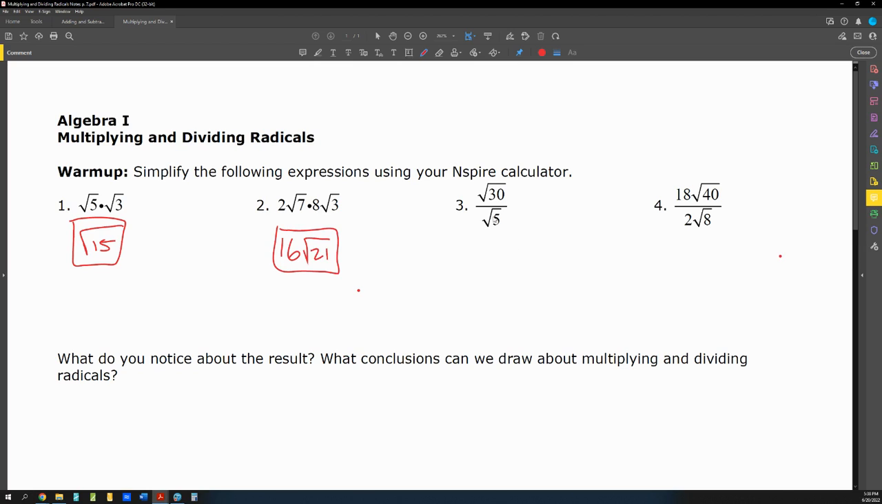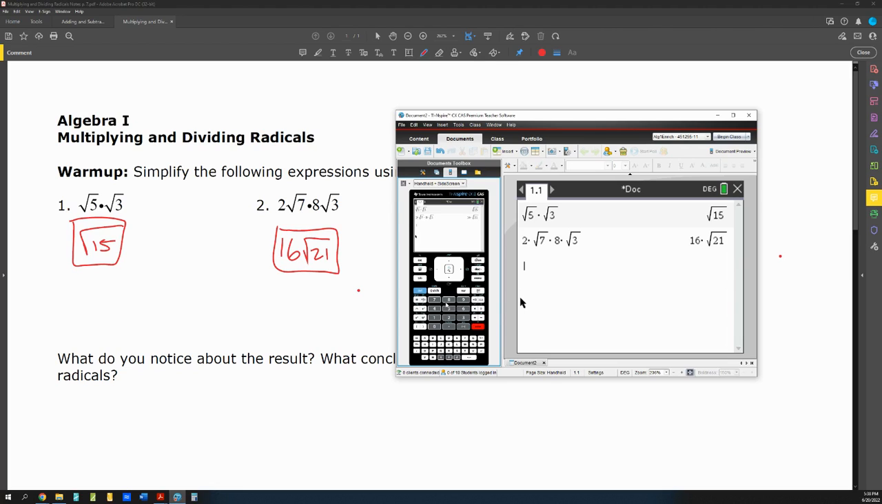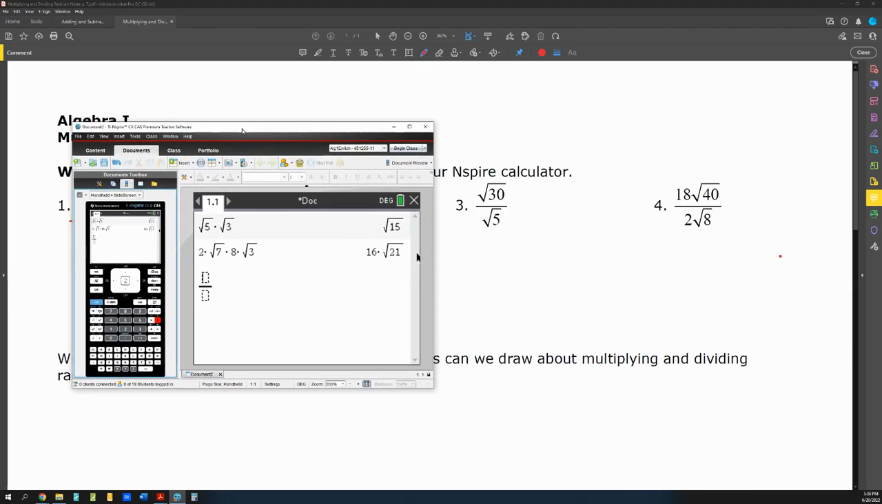Number 3, we have the square root of 30 divided by the square root of 5. So in order to get a fraction, I'm going to hit Control and then the divide key to get my fraction bar. And we have the square root of 30. So in the numerator, that's square root 30. To get in the denominator, I'm going to hit the down arrow. And square root of 5. Enter. Gives us the square root of 6.